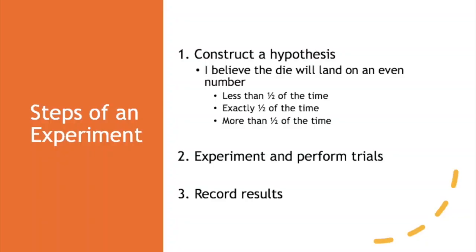Now you can start designing your very own experiment. The 3 steps of an experiment include: 1. Constructing a hypothesis. In this example, we will be rolling a die over and over again. Do you believe the die will land on an even number less than half of the time, exactly half of the time, or more than half of the time? At this point, if you want to think about your answer, pause the video, and then replay when you're ready. In step 2, we will be experimenting and performing trials. And in step 3, recording our results to answer our initial hypothesis.